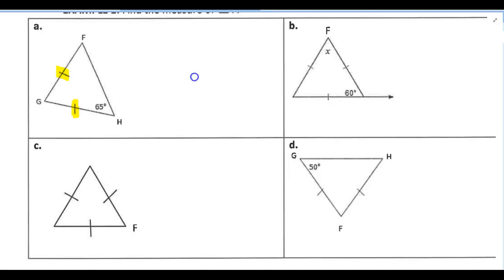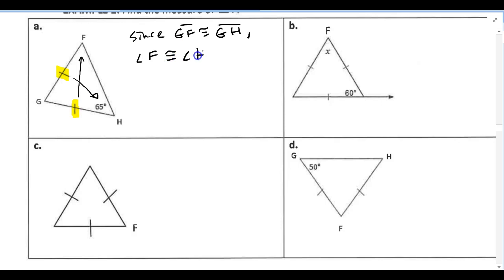And the angles that are congruent are the ones that are opposite the sides. So if I draw some arrows that go opposite the two sides, these would be the two angles that are congruent to each other. So we know that since segment GF is congruent to segment GH, angle F will be congruent to angle H. Therefore, angle F is going to be 65 degrees. It's going to be the same as angle H.